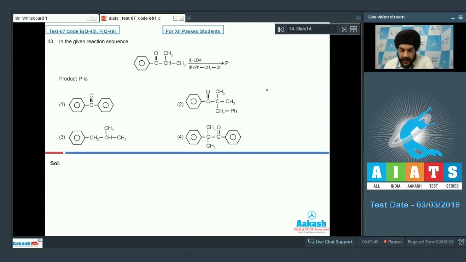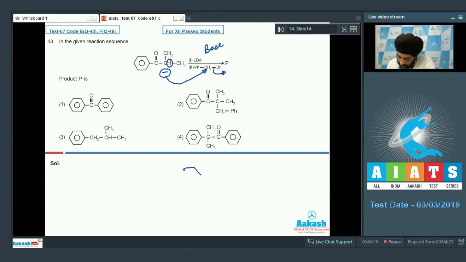Question number 43. In the given reaction sequence, we have been given a carbonyl compound and it is allowed to react with LDA. So students, we know that LDA is a base and it will extract an acidic alpha hydrogen. So this hydrogen shall be extracted, leading to the formation of a carbanion at this position. And now this carbanion shall attack the benzyl bromide which is given to us. So this will make an SN2 attack, causing this Br to leave.